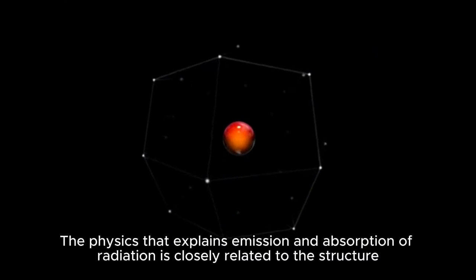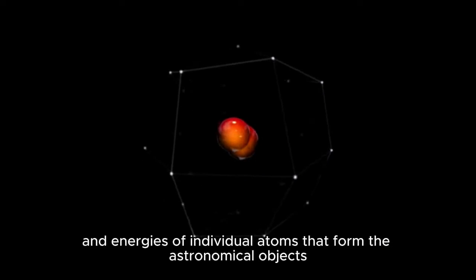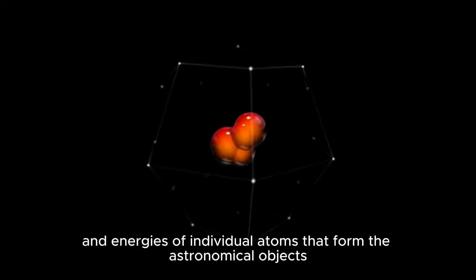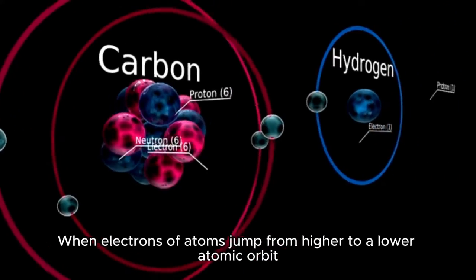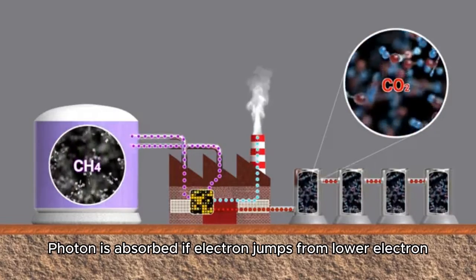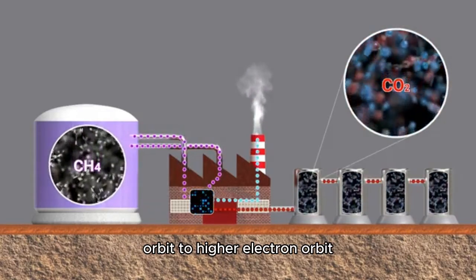The physics that explains emission and absorption of radiation is closely related to the structure and energies of individual atoms that form the astronomical objects. When electrons of atoms jump from a higher to a lower atomic orbit, a photon is emitted. A photon is absorbed if an electron jumps from a lower electron orbit to a higher electron orbit.